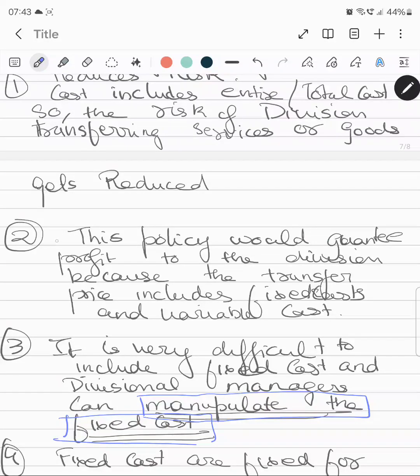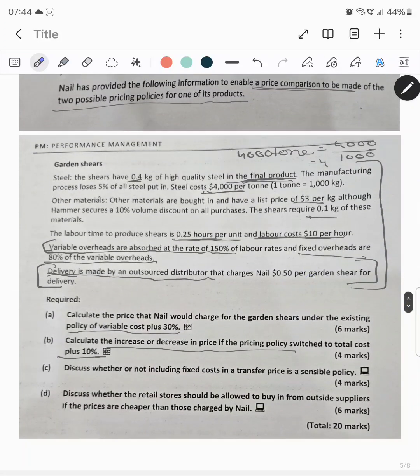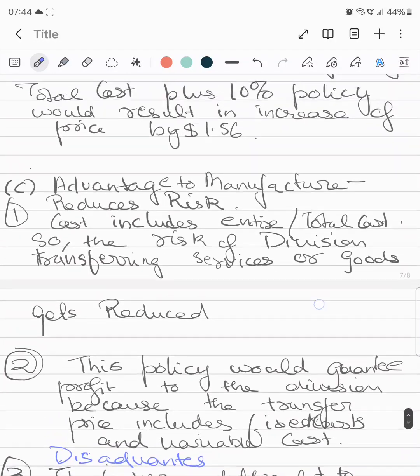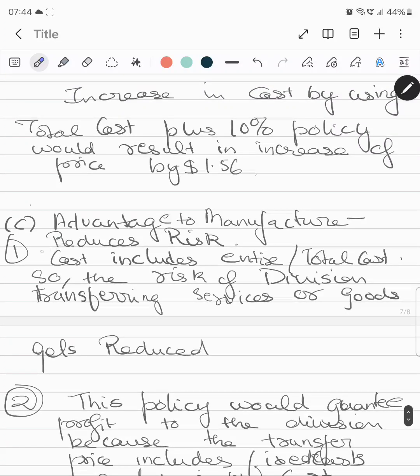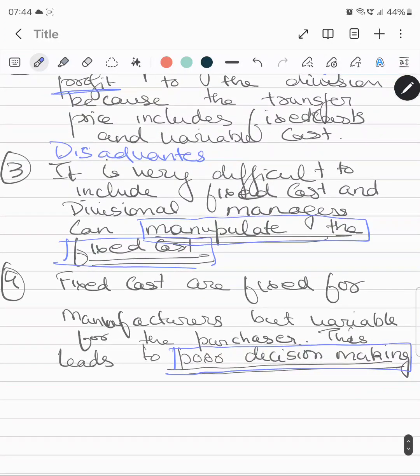So advantages also are there, and this is the disadvantage. Two disadvantages I have given, and I have also given the advantages. As per the C part, discuss whether or not, so advantages and disadvantages both need to be included. I gave two advantages, that it reduces the risk and also it guarantees profits. So two advantages and two disadvantages were mentioned.